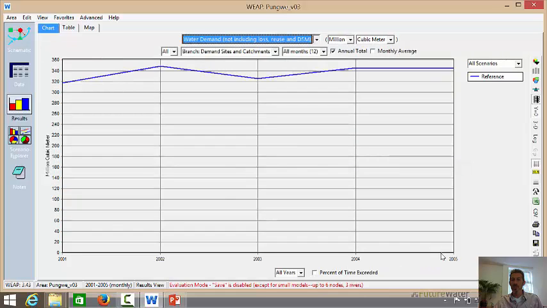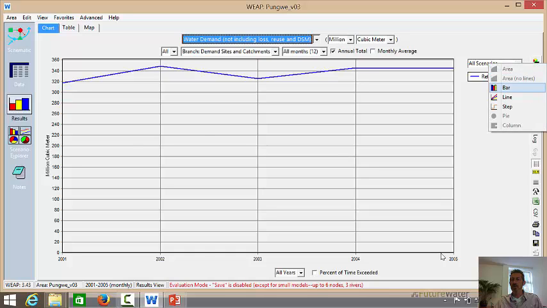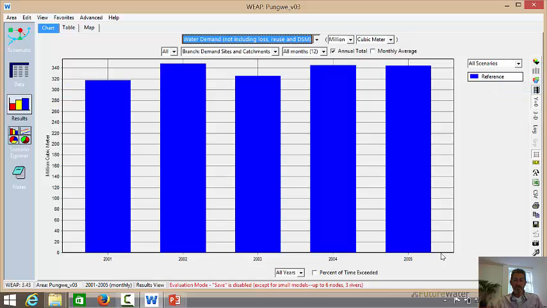So how much water is required for this entire basin? And I prefer to use not a line graph but a bar graph. And in fact what you see here is the water demand in million cubic meters for just 5 selected years. Now clearly you can see that the total demand for the entire area is about 340 million cubic meter.